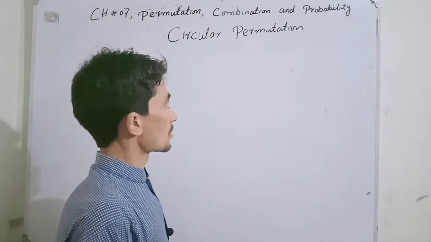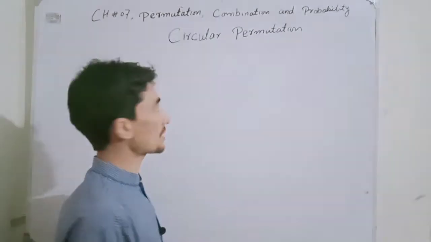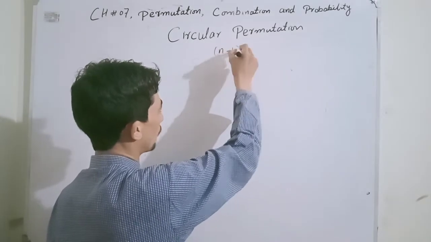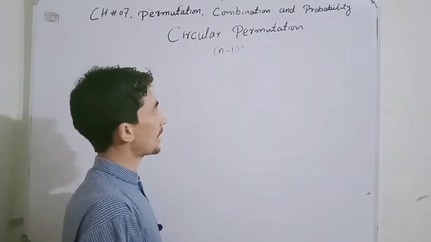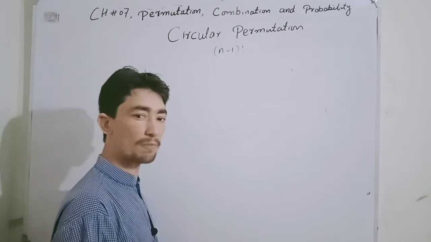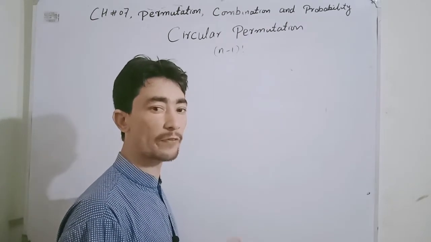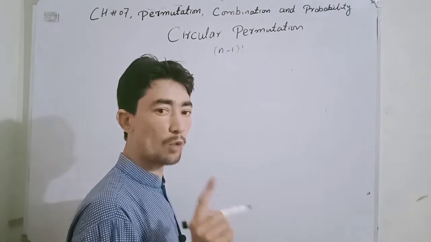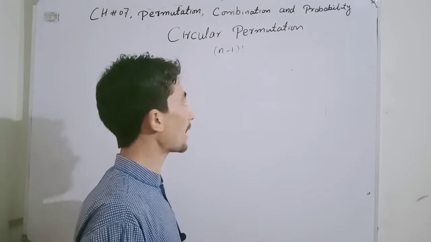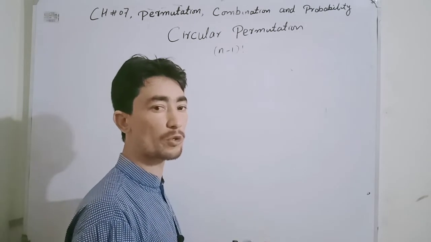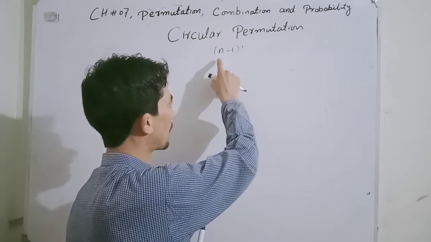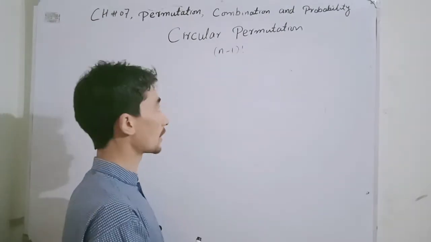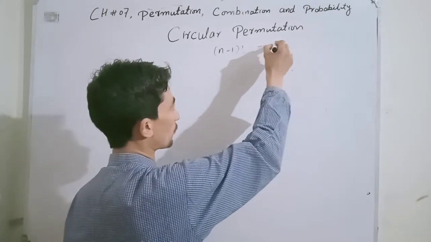Students, the formula to find out the circular permutation is n minus 1 factorial, in which n is different objects, and minus 1 means if you want to permute n different objects in a circle, then we have to fix one object in a circle and then the remaining objects will permute on the circle. So that's why n minus 1 factorial is the formula of circular permutation for n different objects. So this is the one formula.